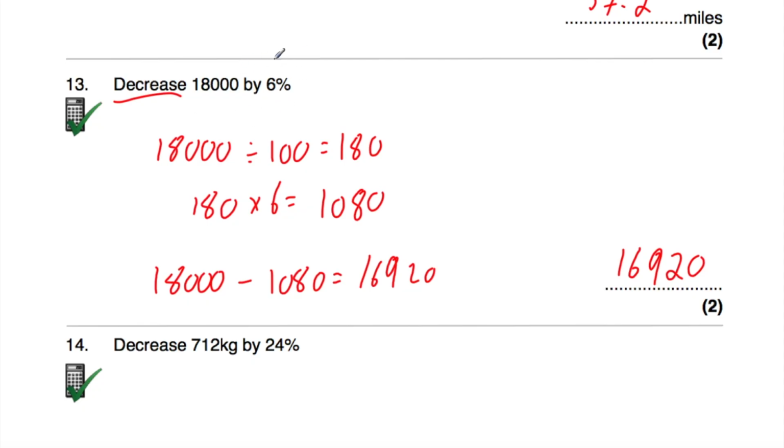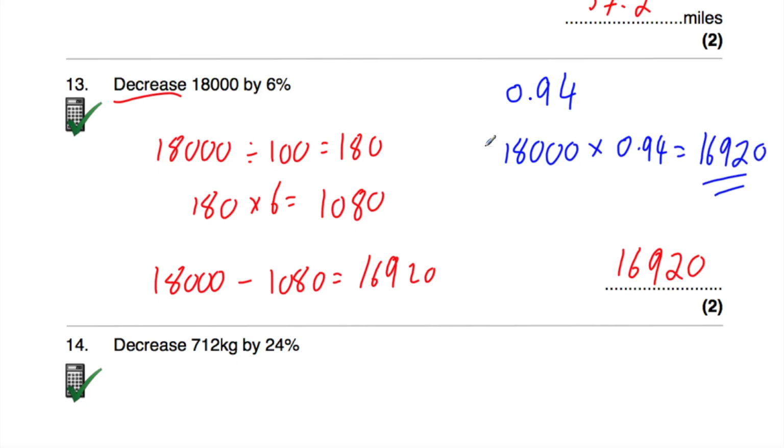So that's one approach. Another approach is to use a multiplier. Now this time, instead of increasing, we're decreasing. So if we have 100% to begin with, if we decrease that by 6%, we're left with 94%, because 100 take away 6 is 94. And 94% as a decimal is 0.94. So if you multiply something by 0.94, you decrease it by 6%. So if we take 18,000 and we multiply that by 0.94, that's equal to 16,920. And that's it. So we've decreased 18,000 by 6%.